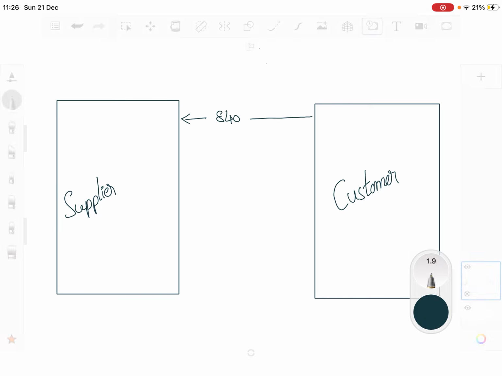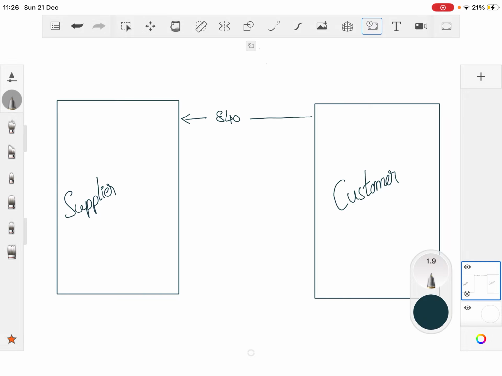So what is this 840? 840 is for request for quotation. Why does the customer have to send an 840 to the supplier or the seller? Because let's take an example of purchasing a car. You want to buy a car, but you don't walk into a showroom and pay the money and get a car, right? So first you will inquire about the car price and color and quantity.